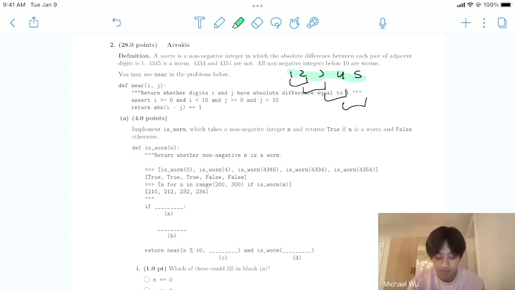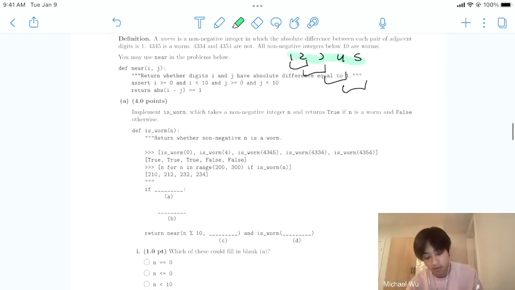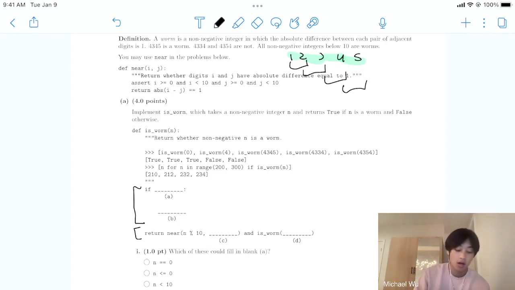However, if you look in our skeleton code, we seem to have a recursive structure laid out for us. So we're not going to do this iterative approach. Instead, we're going to try to solve this problem with recursion. Okay, so usually recursion looks like something like this, where we have our base case and then our recursive case.